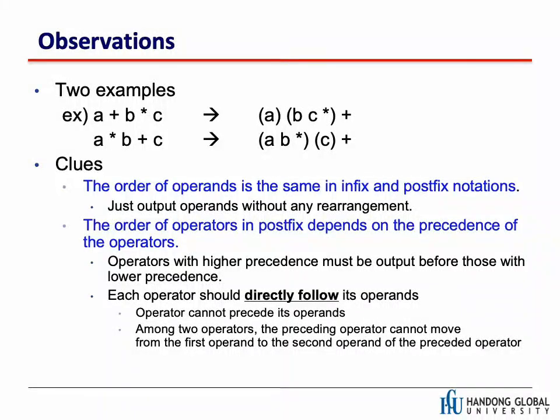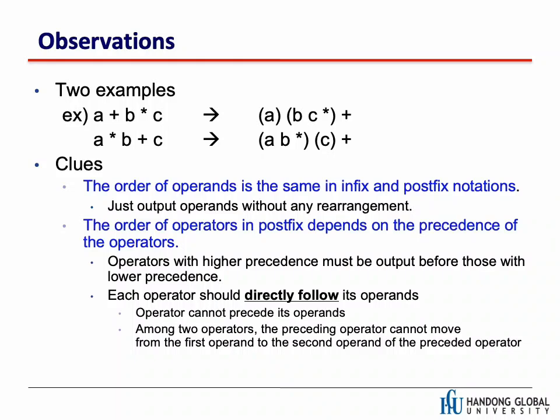To design a one-path algorithm to transform infix to postfix, we have two observations. First, let's check these examples. Given a plus b times c, if we use the parentheses approach, we put parentheses around b times c, and then move the plus and the star. So we get a, b, c, star, plus.